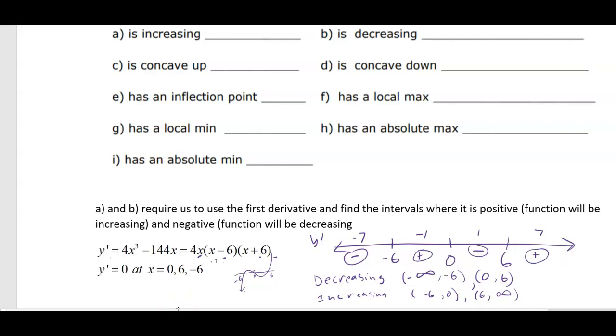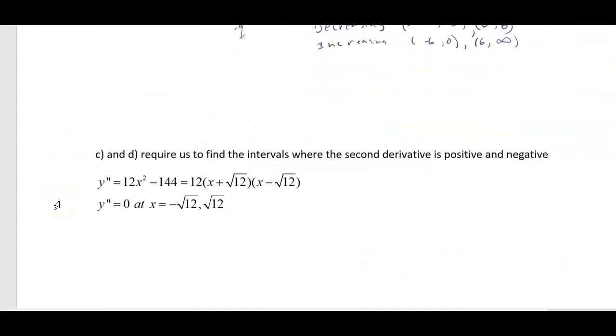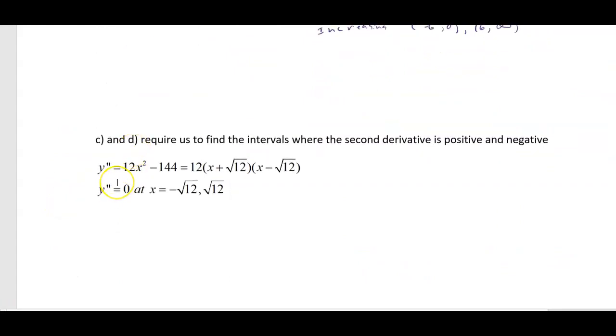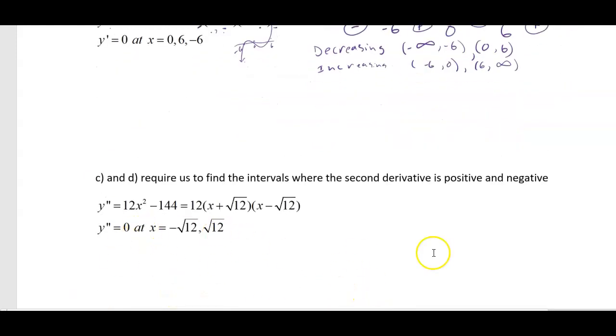Then we talk about concave up and concave down. We need the second derivative. So I have taken the second derivative here. I get 12x squared minus 144. I factored that to solve it.